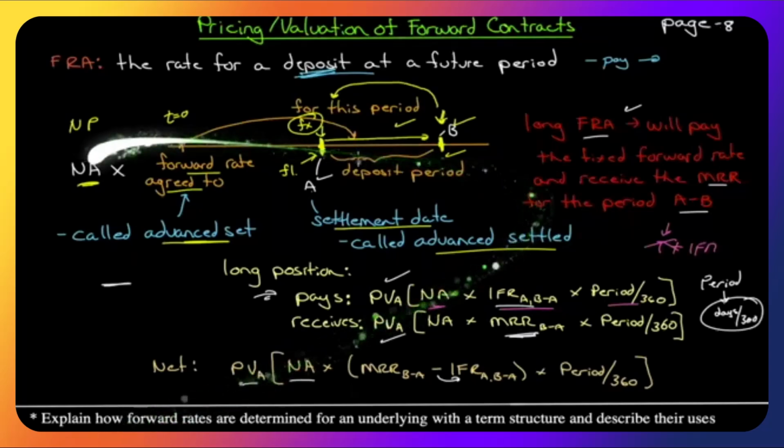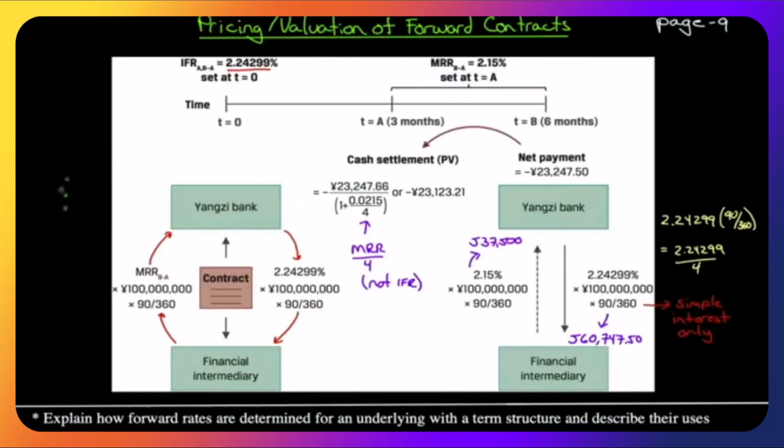Let's look at an example. Okay, I've just copied this exhibit right from the reading. It has everything we need in here. Here we are at t equals 0, and we calculate the implied forward rate at 2.24299 for this period of time. It is when A, and for what? B minus A. So it's in 3 months, for 3 months. There is the implied forward rate. We enter into a long position into that contract. Here is the bank that enters into that contract.